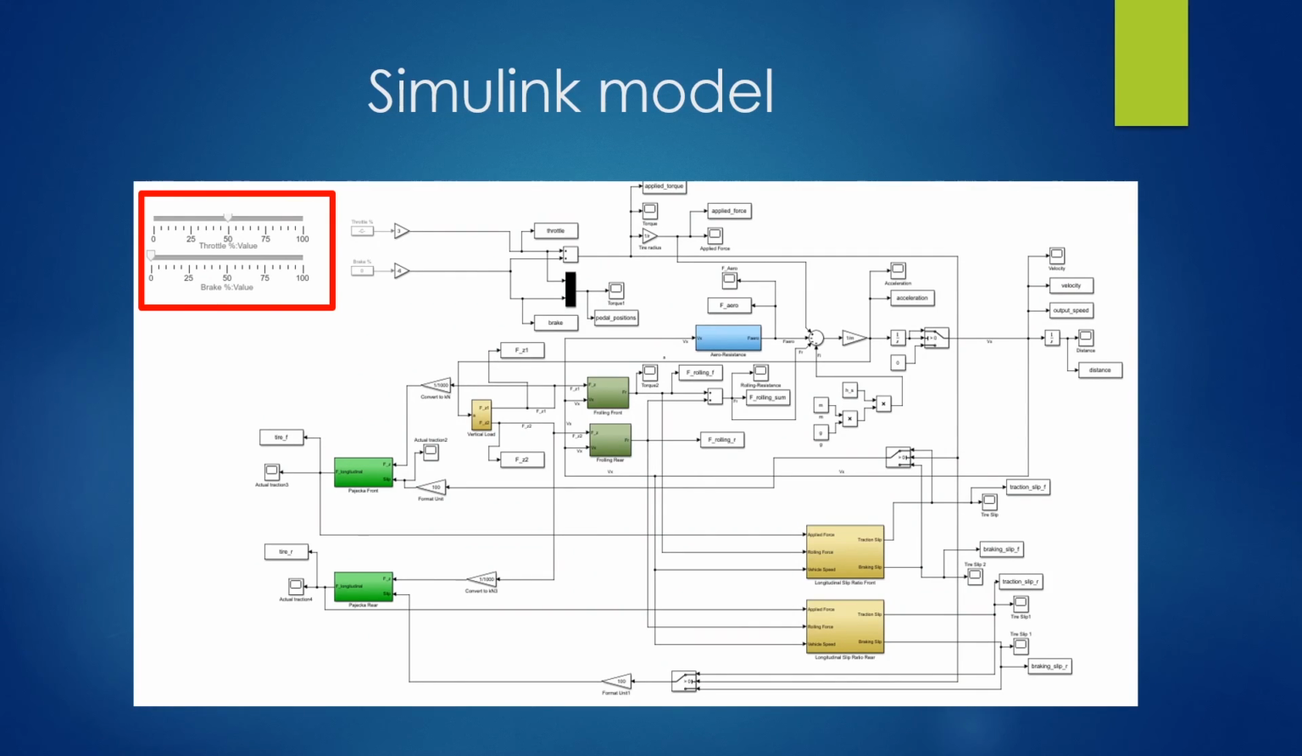So this is what our Simulink model looks like. On the top left corner you can see our sliders, which represent the throttle and the brake in a percentage between 0 and 100, and we multiply these with constants to get the proper realistic torque and braking torque values. For the tire models we use the so-called magic formula.